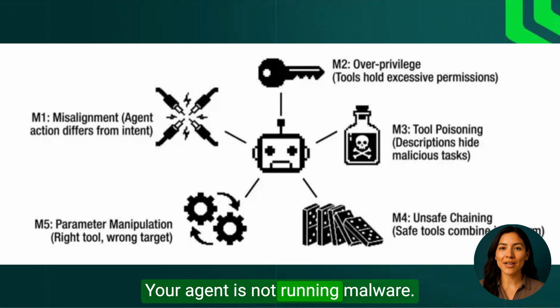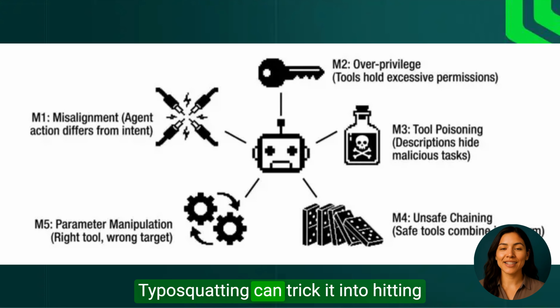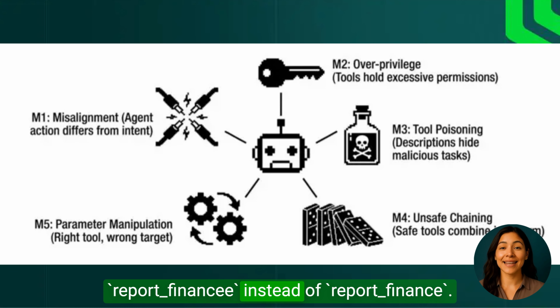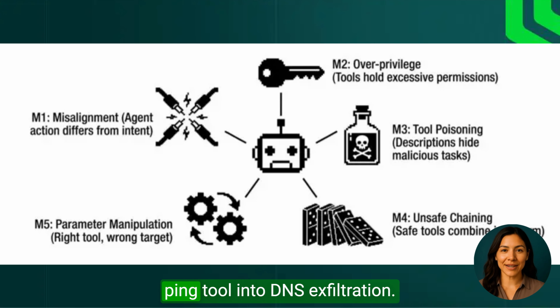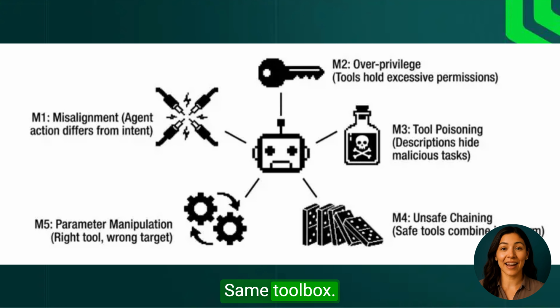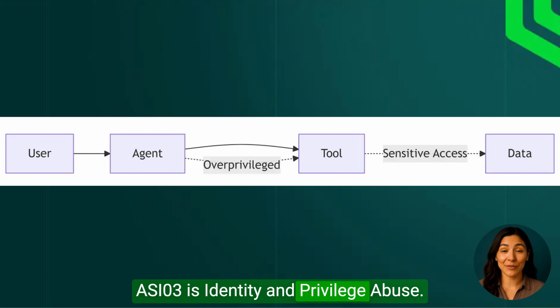ASI-02 is tool misuse. Your agent is not running malware. It is calling a real tool with real permissions just for the wrong reason. Typosquatting can trick it into hitting report financee instead of report finance. Or an attacker steers your harmless ping tool into DNS exfiltration. Same toolbox, attacker-controlled intent.